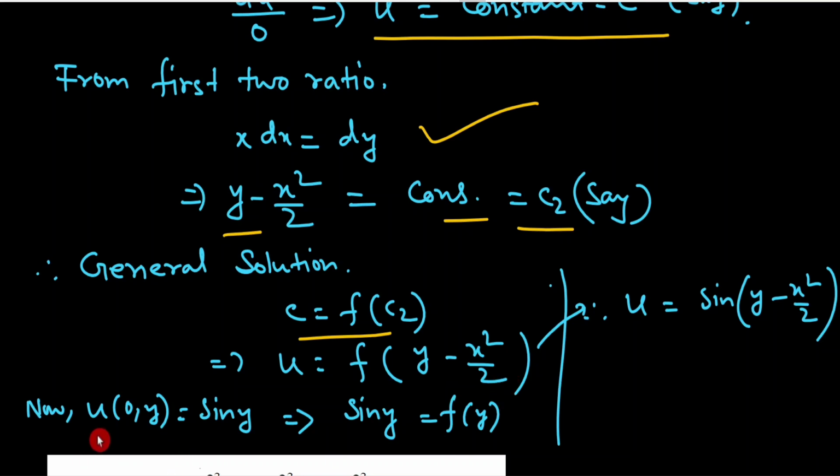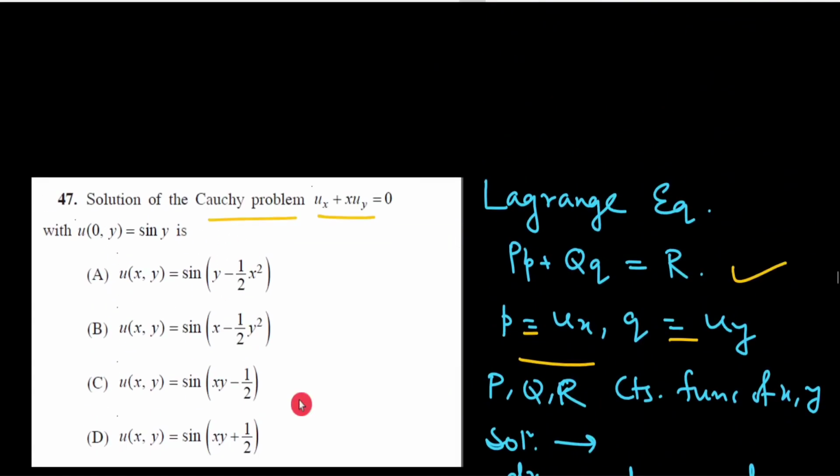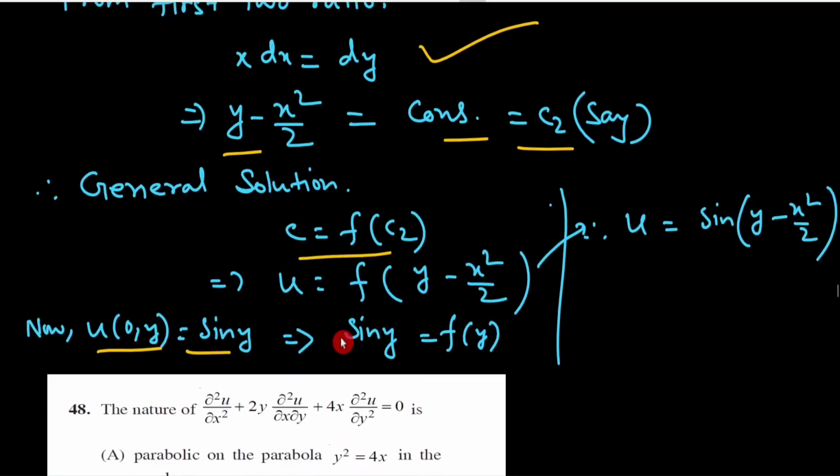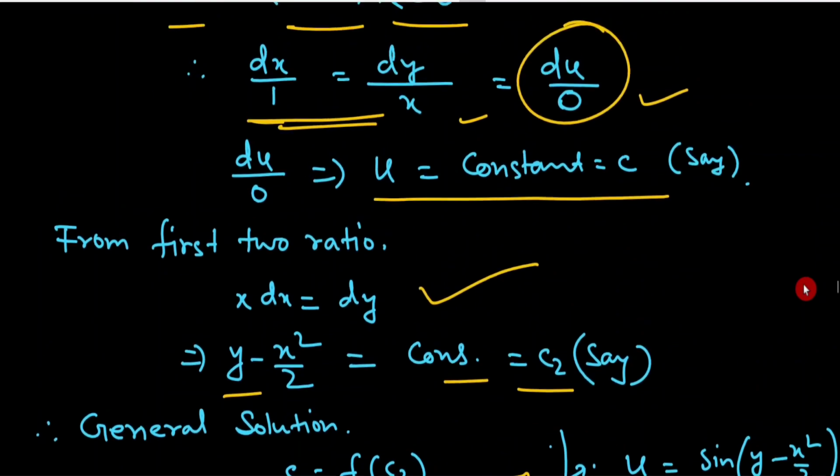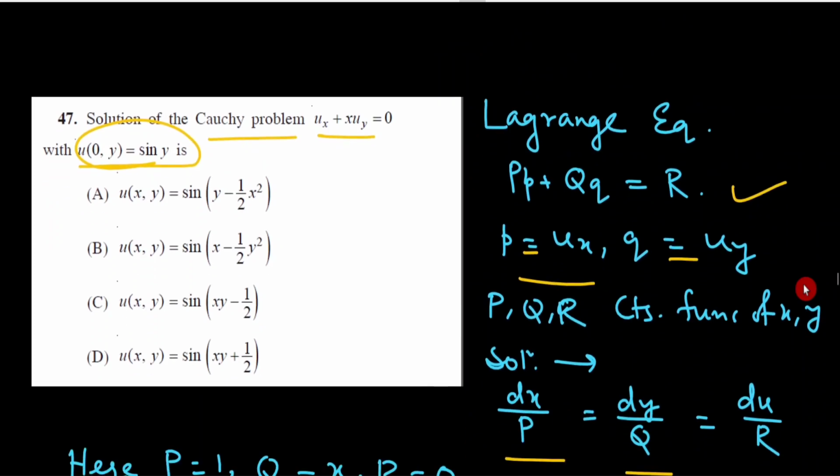So now u of 0, y equal to sin y is given in the problem. Using this condition we have u of 0, y equal to sin y. This implies sin y equal to f of y. Now this is the solution of this problem. So u equal to f of this, which means f of y equal to sin y. So u equal to sin of y minus x square by 2. This is the correct answer of this problem. That means option A is correct here.